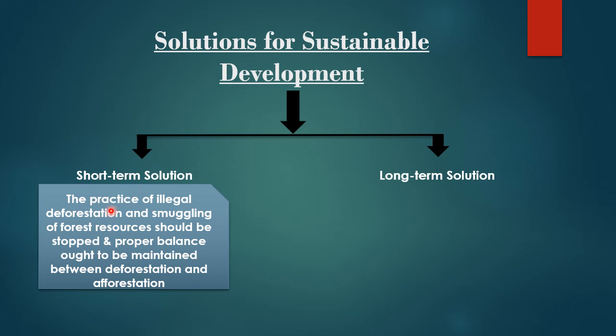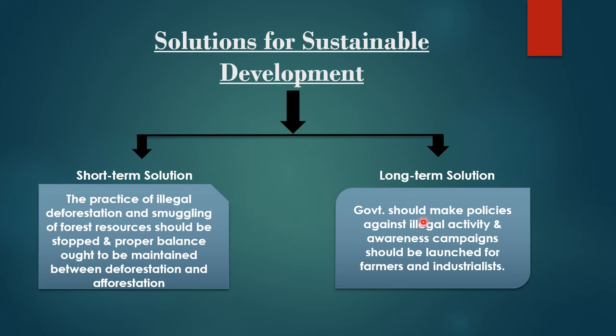and apart from that, making dams to prevent floods and making solar power plants are all under the short term solution. And next one is long term solution. So in long term solution, government should make policies against illegal activity and awareness campaigns should be launched for farmers and industries. So these fall into long term solution.